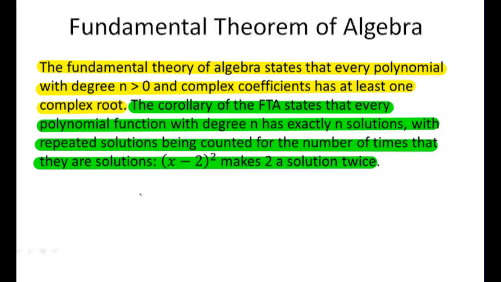What this theorem basically says: if we have a cubic polynomial, for instance, x cubed plus 2x minus 1, according to the fundamental theorem of algebra, there's going to be at least one complex root. More specifically, there's actually going to be 3 complex roots.